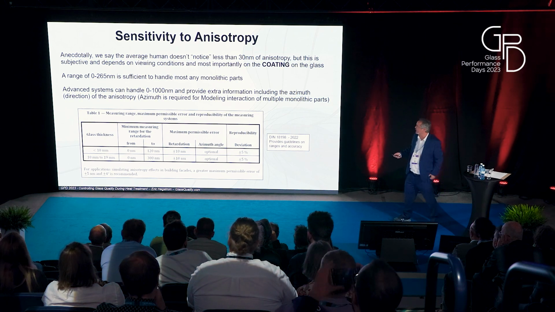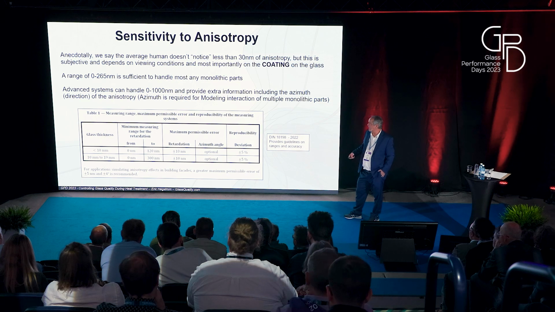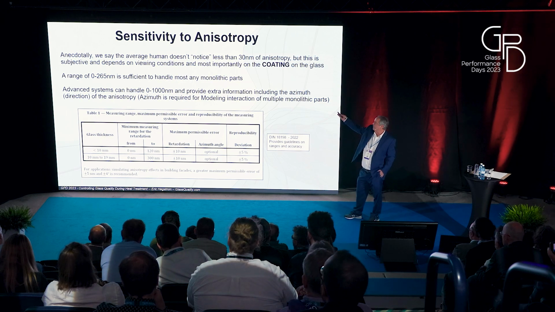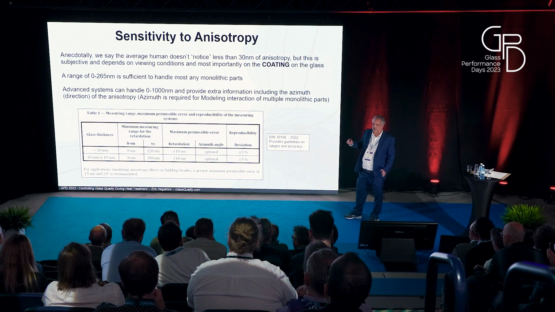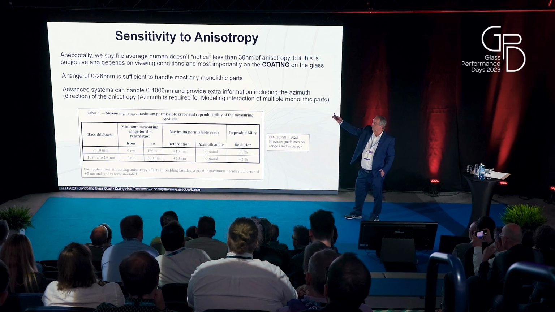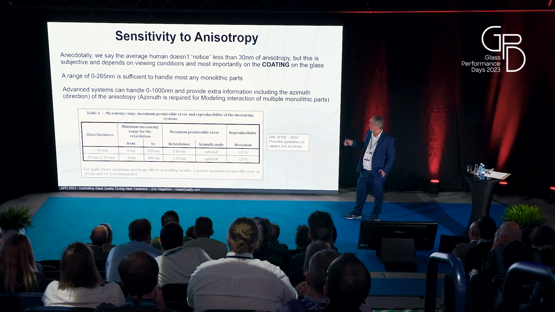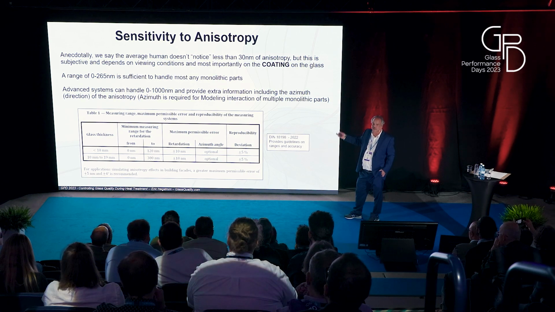DIN 18198 also defines some levels of sensitivity to anisotropy. We have found in operation most people making monolithic glass going to the half wavelength of green light, which is 265 nanometers, is a sufficient range. But advanced systems, we offer a system, and I think other people do, can go all the way out to 1,000 nanometers, which is important for laminated parts or some very thick parts.